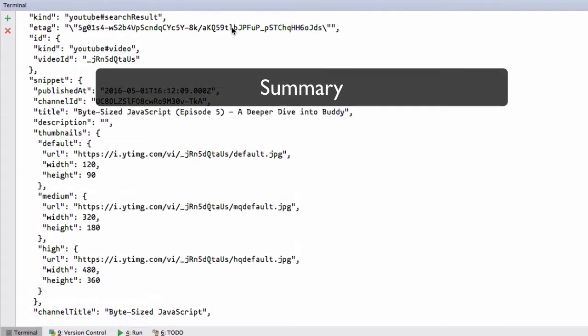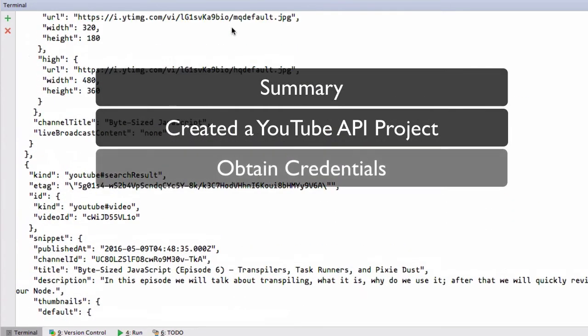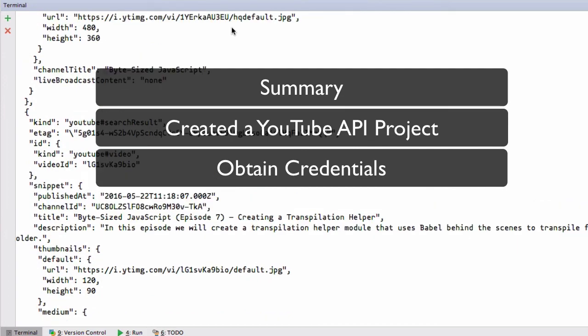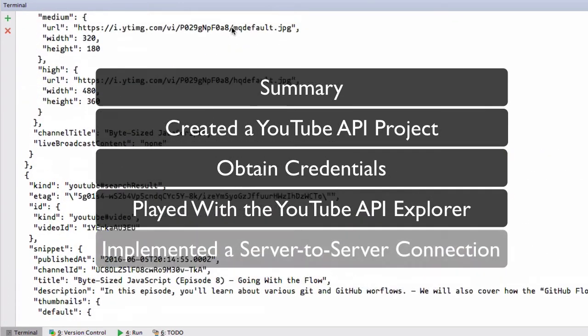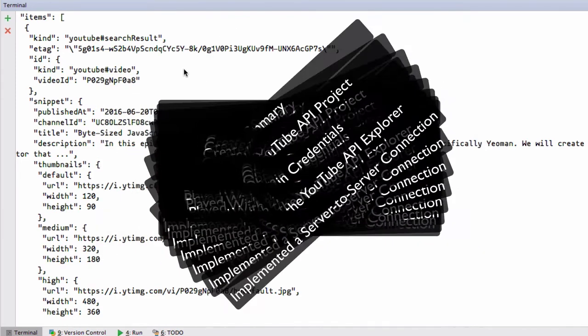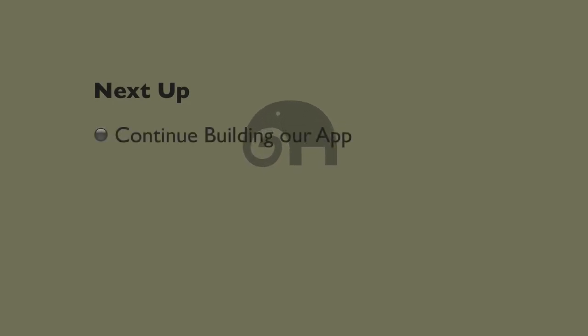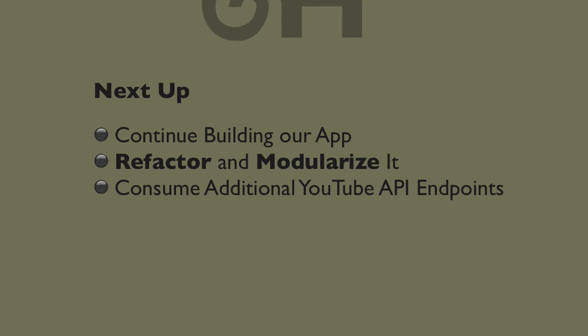To summarize, in this episode we have learned how to create a YouTube API project and obtain credentials from it. And using those credentials, we called different YouTube API endpoints. And then we tried a server-to-server communication between the YouTube API and our server, which is relatively simpler, because all you need is a secret key to authenticate with YouTube, basically. So what's next? Next up, we'll go on building our application, we'll refactor it to be more modular, and we'll be consuming additional YouTube API endpoints to populate our data.